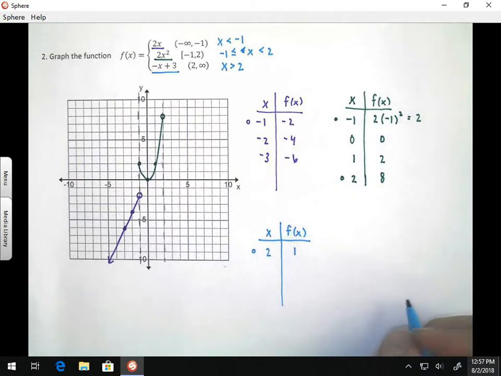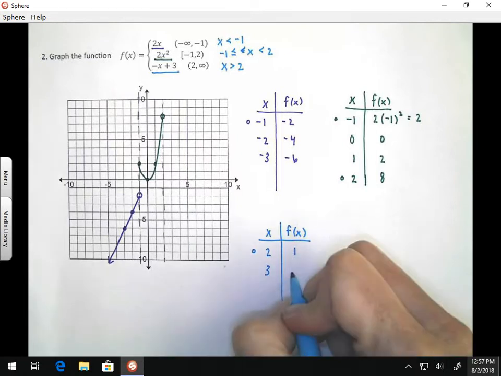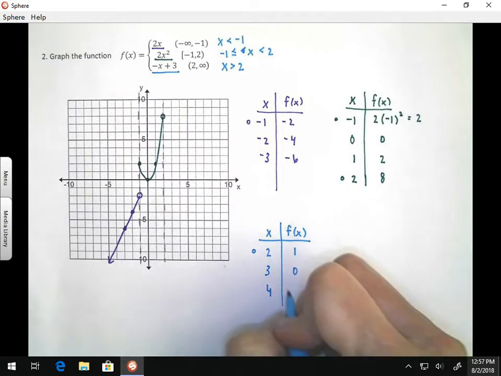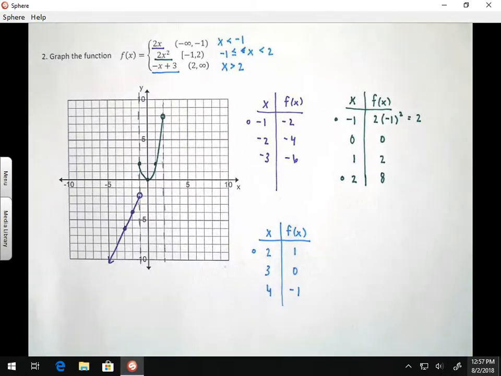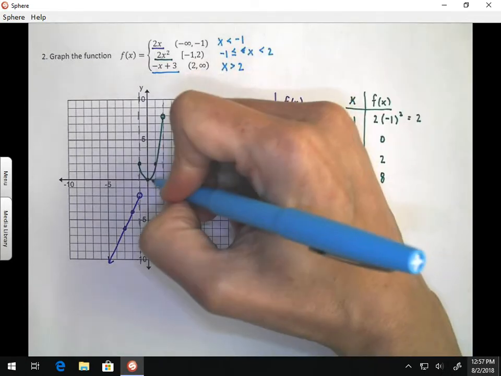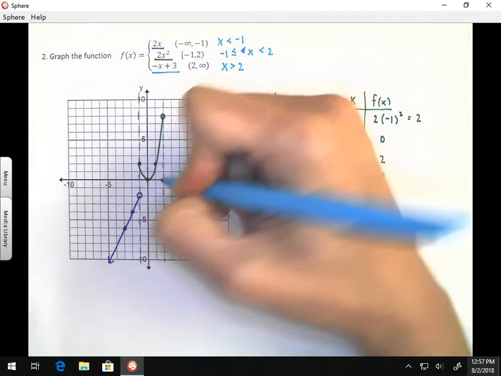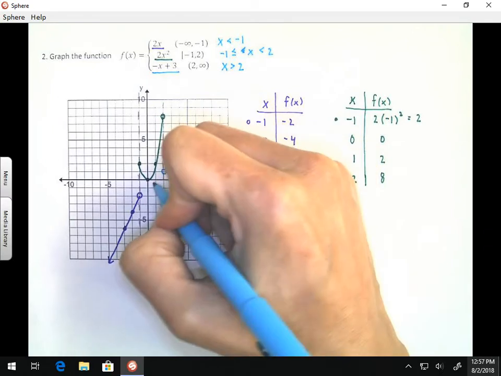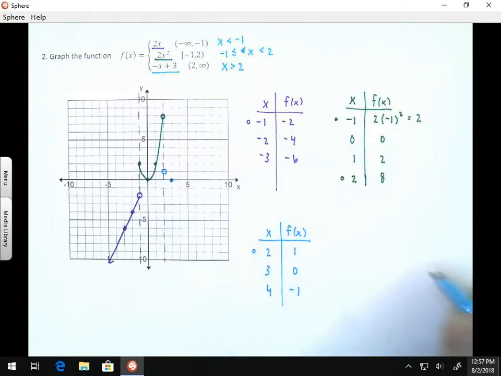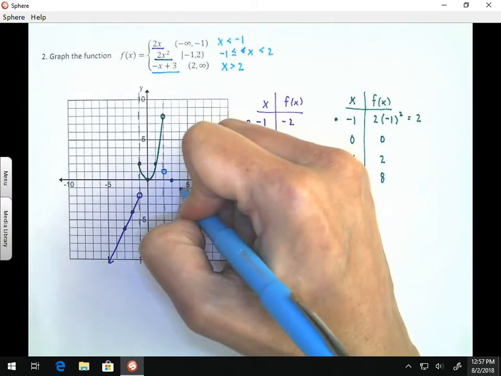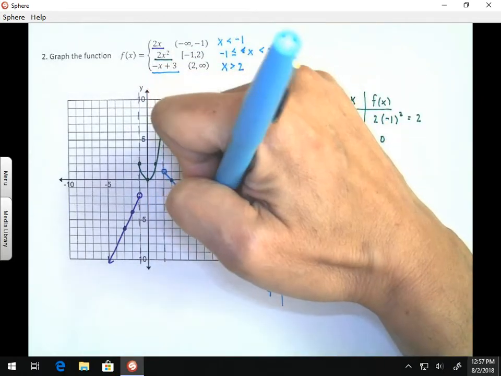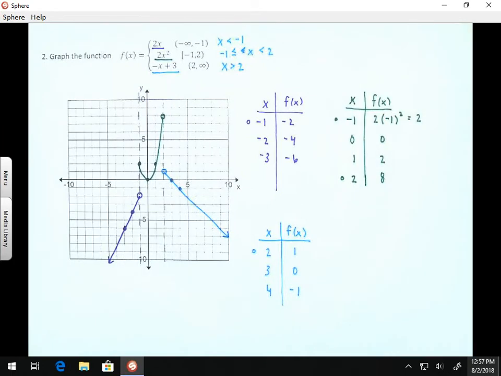And now I'm doing x greater than 2. So I'll plug in 3. So the opposite of 3 plus 3 is 0. If I plug in 4, the opposite of 4 plus 3 is a -1. So I'm going to plot those points. So at 2, I have a value of 1, and that is open. 3, value of 0. 4 is -1. And then I can draw that in. And there's my piecewise function.